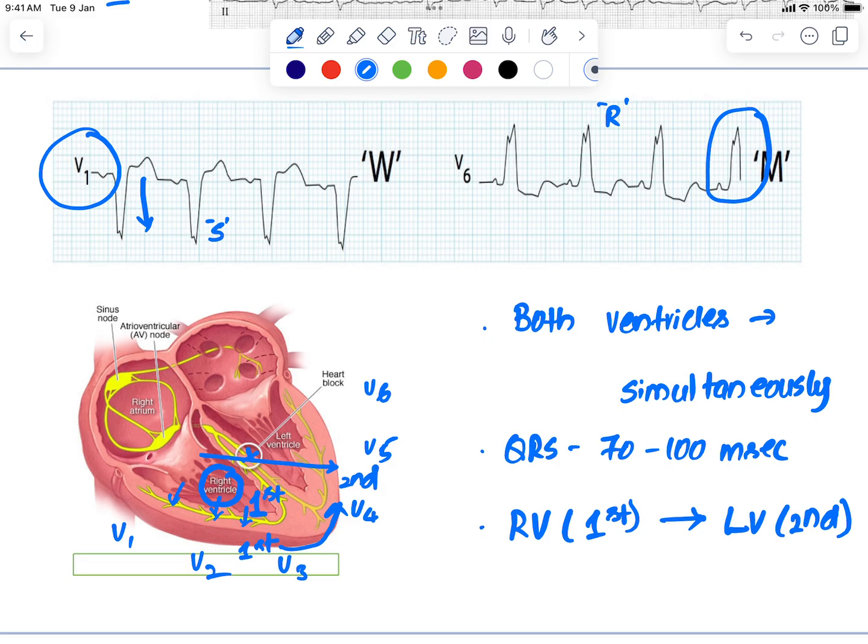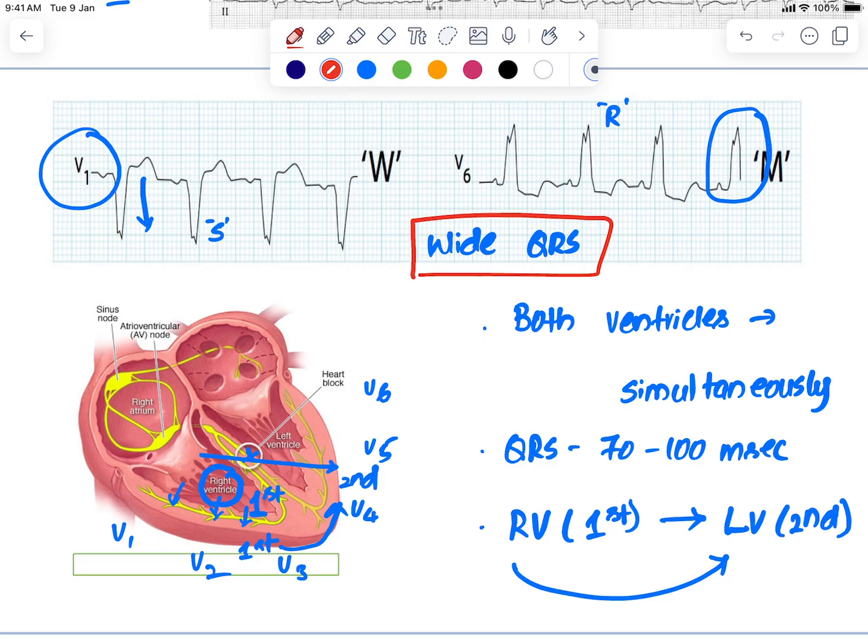Now because both the ventricles are not depolarizing simultaneously, the depolarization is happening one after the other. That is the reason why you have the presence of the wide QRS complex. Okay, so this is the concept of your LBBB.